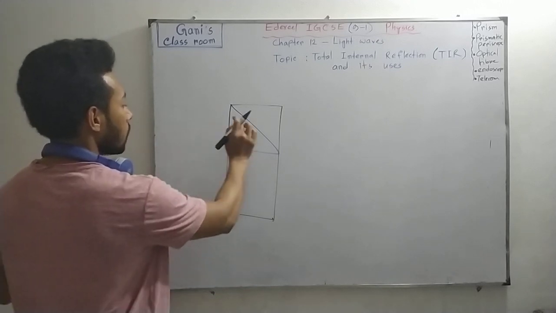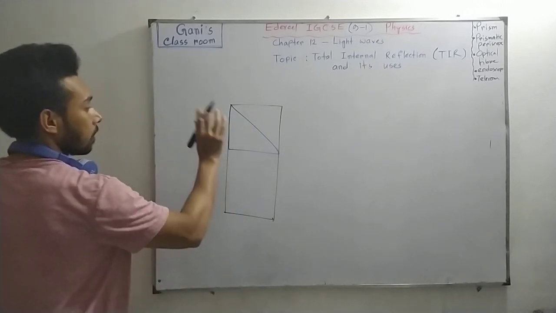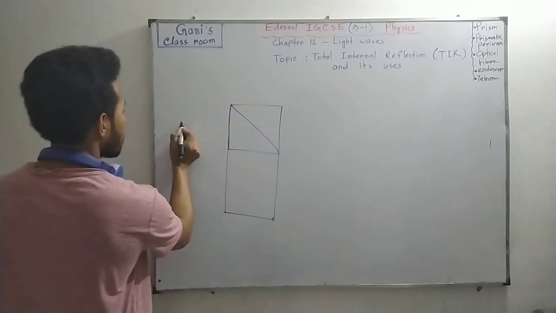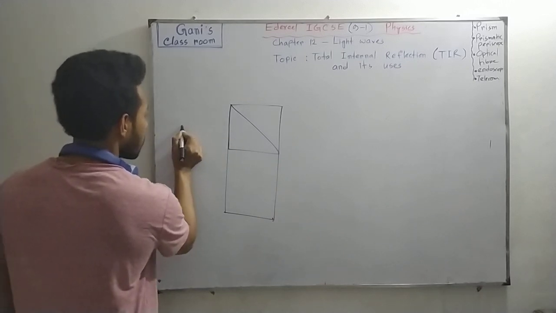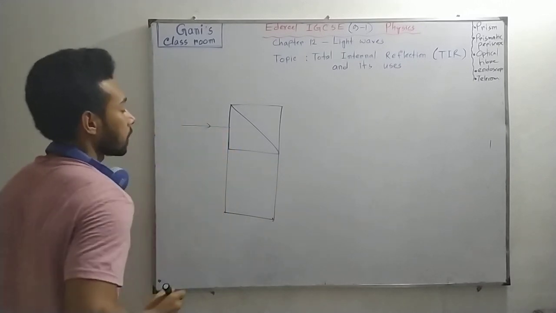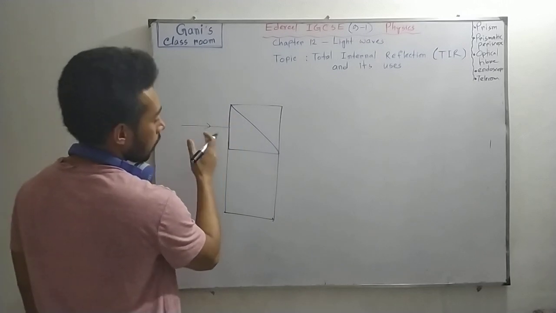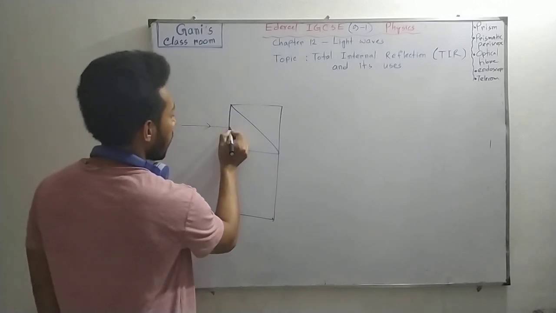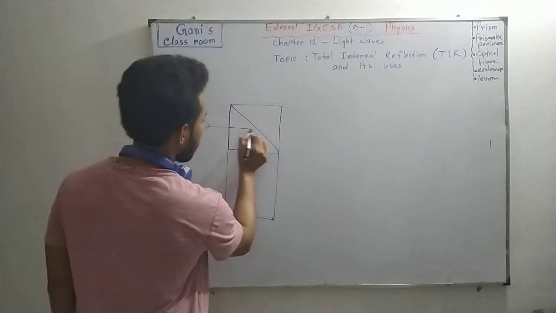This is the first prism, and it is placed in a way so that the light coming from any source strikes the boundary normally. Therefore, no refraction occurs, no bending occurs at this side, and it continues straight on.